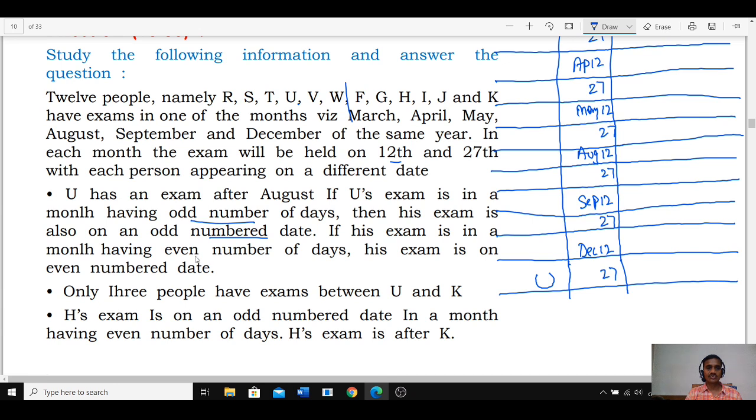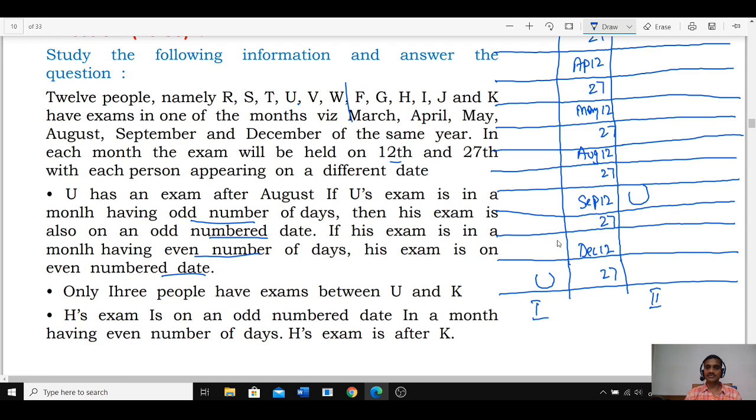Ade even number anukondi, even number of days, September even number of days. And his exam is on even number date. Kanaki even number date ikkada. And so how many possibilities we have? 2 possibilities. You can be either on 27th of December or 12th of September, isn't it? We have 2 different possibilities. Then next one. What is the next information we have?